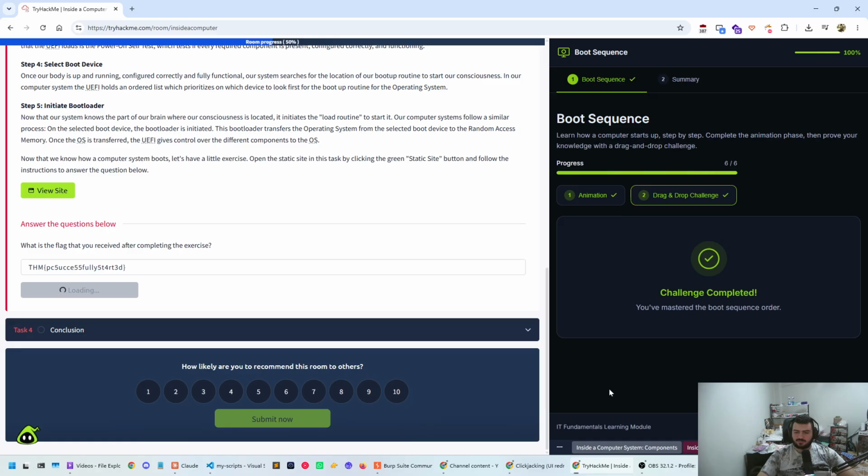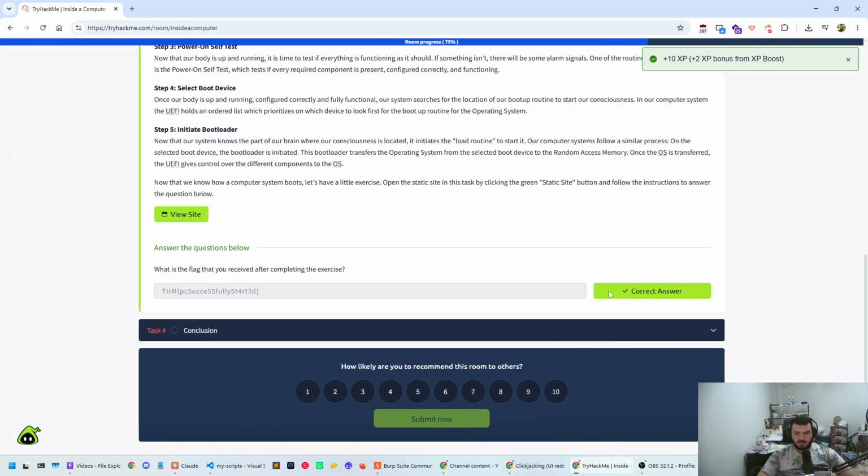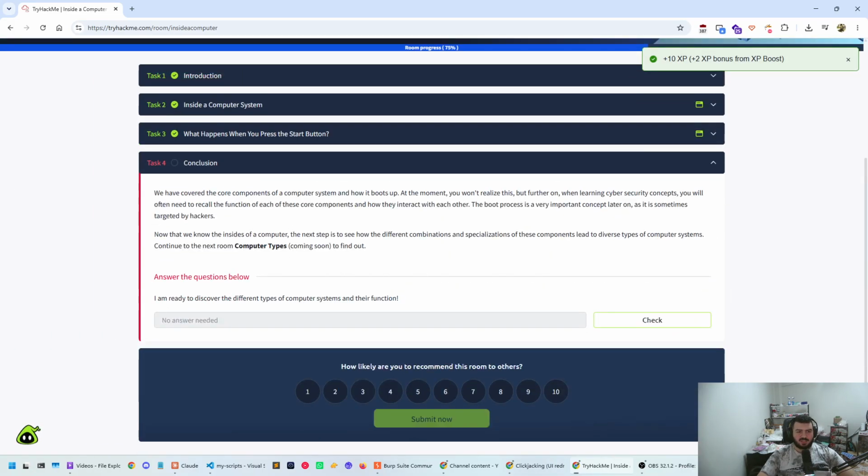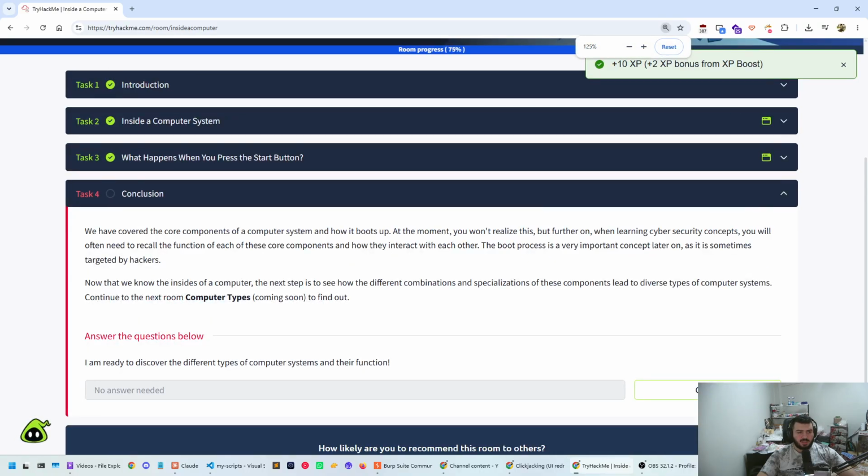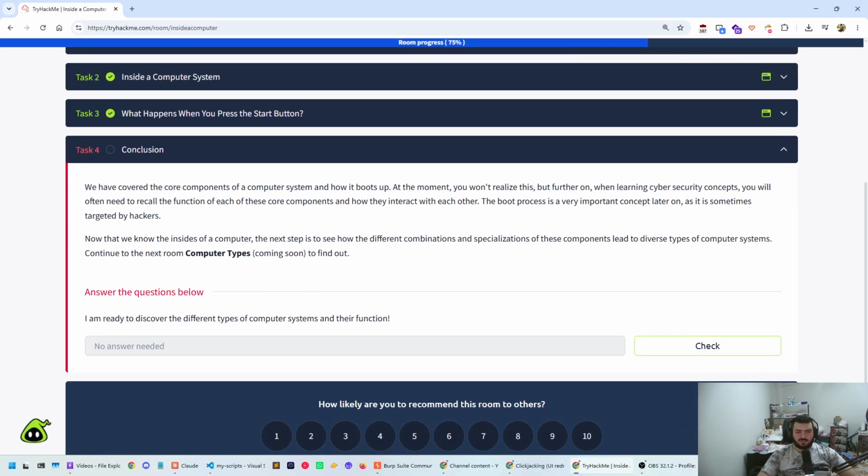We have the correct answer, and then the conclusion. We have covered the core components of a computer system and how it boots up. At the moment, you won't realize this, but further on, when learning cybersecurity concepts, you will often need to recall the function of each of these core components and how they interact with each other. The boot process is a very important concept later on, as it is sometimes targeted by hackers.